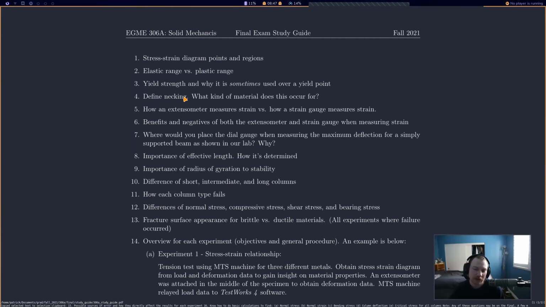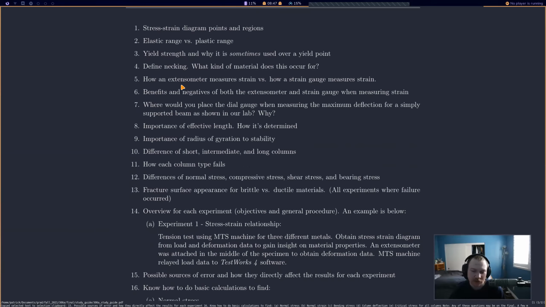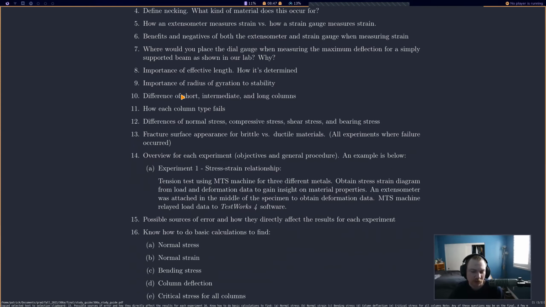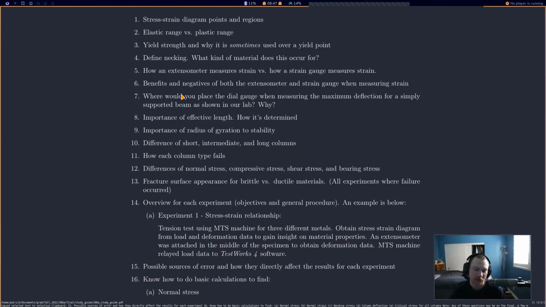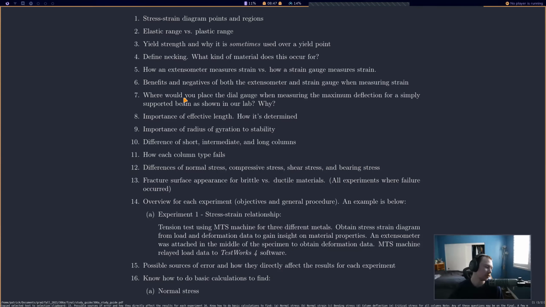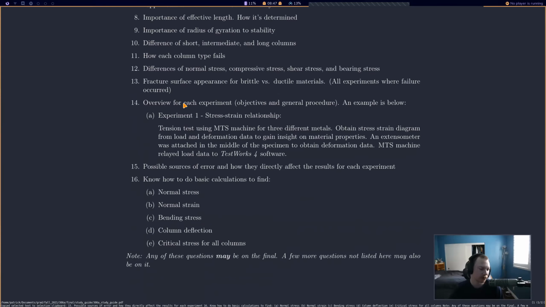All right, so yeah, it's a lot of stuff here, but this is what's going to be on the final. So definitely fill it out, and you're going to breeze through the final. All right, any questions on that?